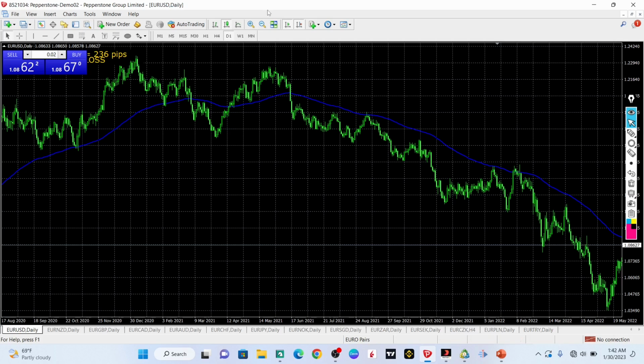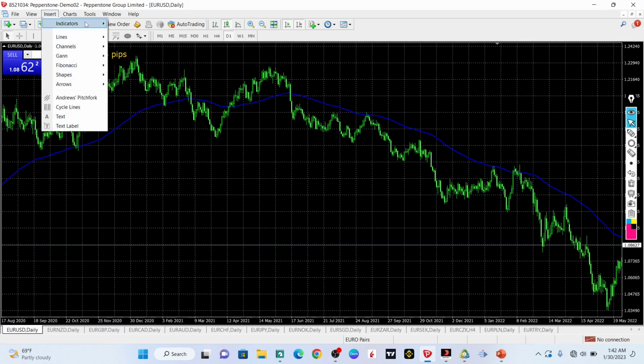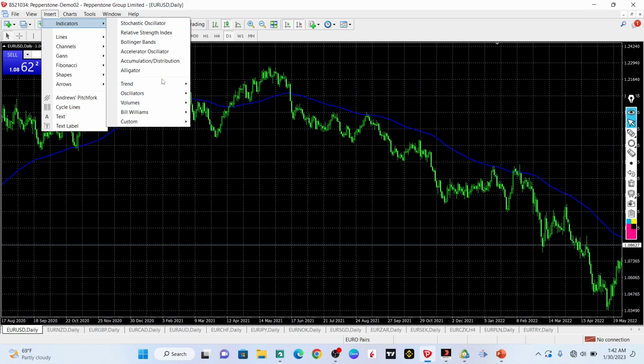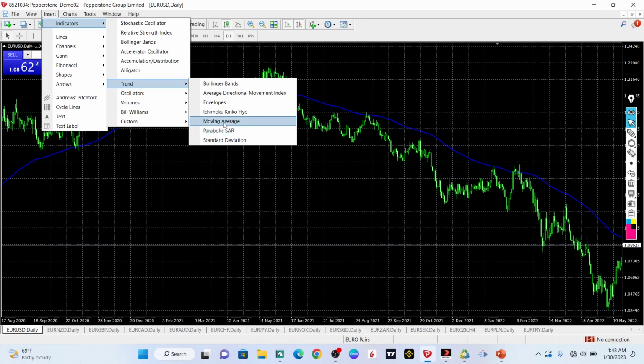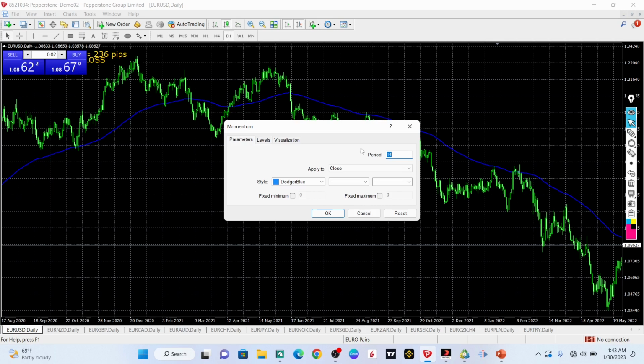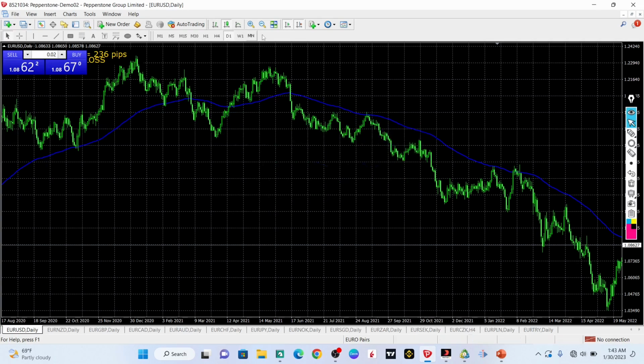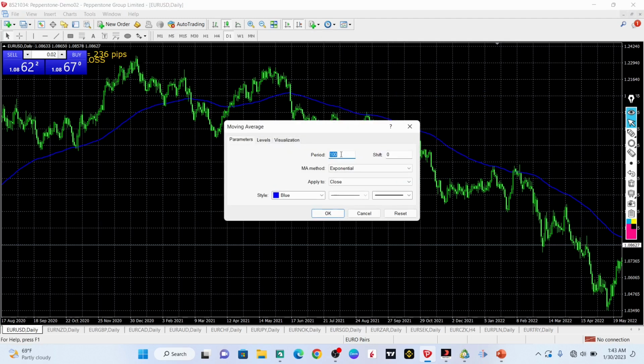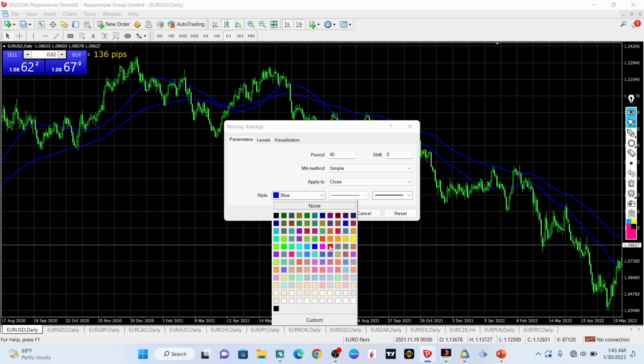So let us try to add in another moving average which is having a shorter period. So for example, here you can come and say insert indicators. You have the trend indicator. Then you go to trend, moving average. This is 100. Maybe we try to put in a shorter moving average like, let me say, 40. And maybe let us try to use simple instead of exponential. Okay, simple, then you click. Okay, let's try to change its color to maybe red.